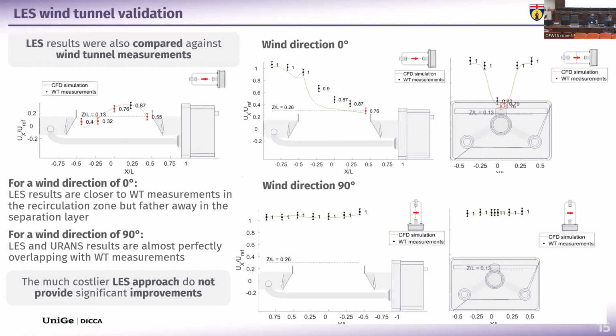And so, judging these results, we can say that LES results are close to wind tunnel measurements in the recirculation zone, but are quite farther away in the separation layer. Also for a wind direction of 90 degrees, both larger simulation and URANS results are very close. To conclude, a much costlier larger simulation approach in this specific case does not provide a significant improvement for the analysis of the wind-induced bias for this kind of gauges.